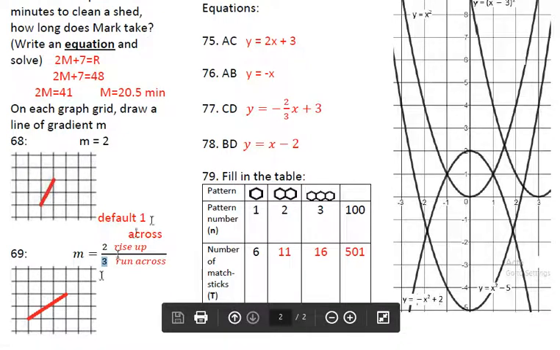Next bit. So m equals 2 over 3. So suppose we start here, we choose to start here. We will go up 2, and we will go across 3. So 2 over 3 is up 2, across 3. And then you end up here, and then you join the 2 dots together. And you'll make a line there.